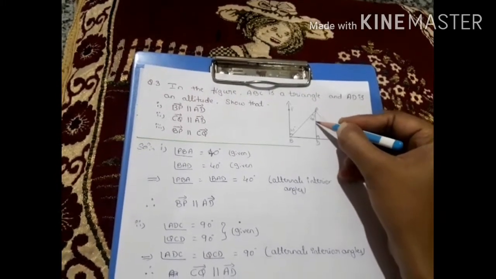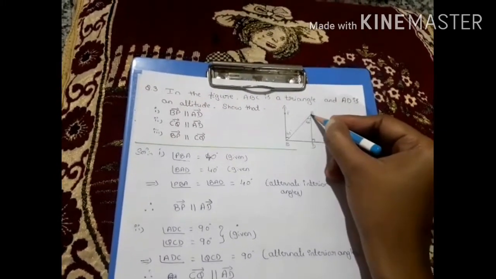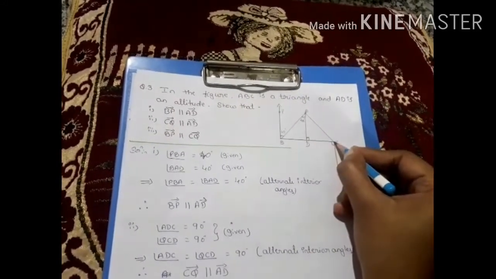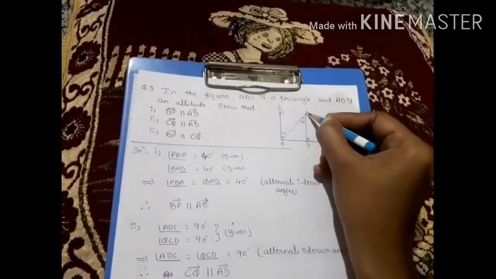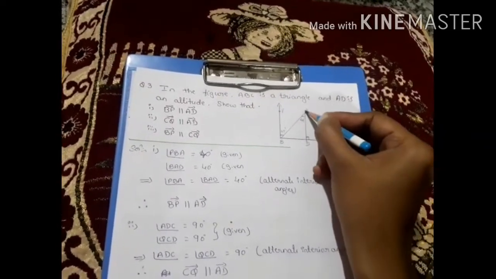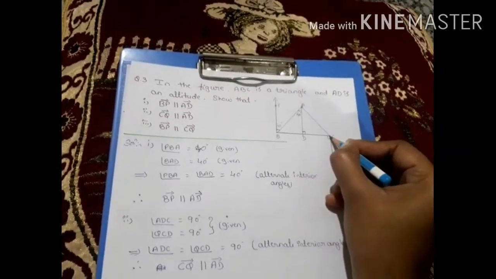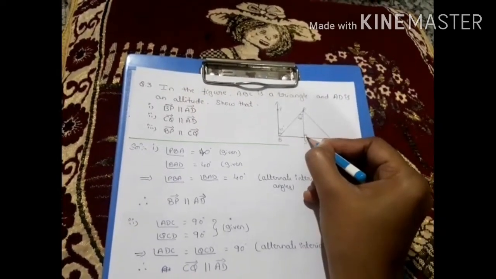An altitude is nothing but a perpendicular from the vertex of a triangle to the opposite side of the triangle. It is a perpendicular line drawn from the vertex of a triangle to the opposite side of the triangle. Here it forms 90 degrees.